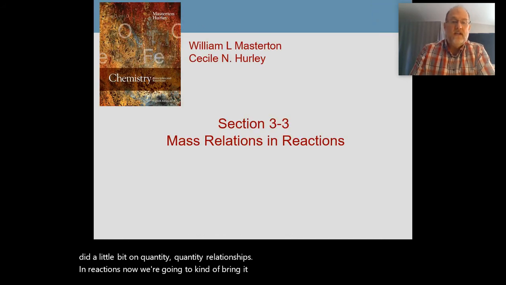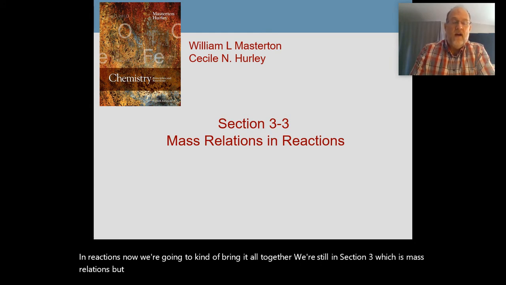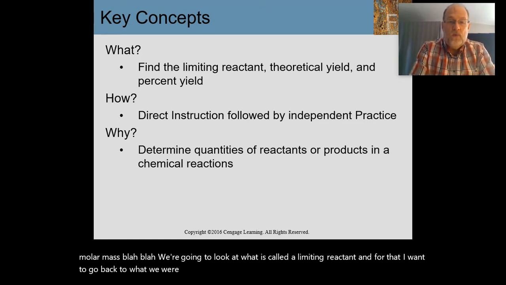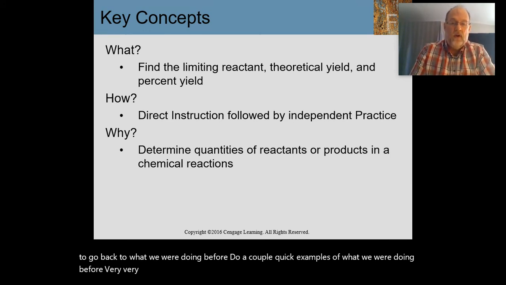We're still in Section 3, which is mass relations, but we're going to extend our thinking outside of the simple mass to mass, mass to mole to mass, and so on. We're going to look at what is called a limiting reactant. And for that, I want to go back to what we were doing before, do a couple quick examples very quickly, and then kind of pull it all together.